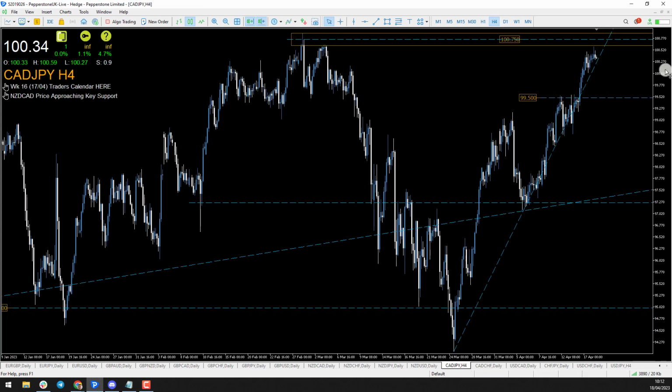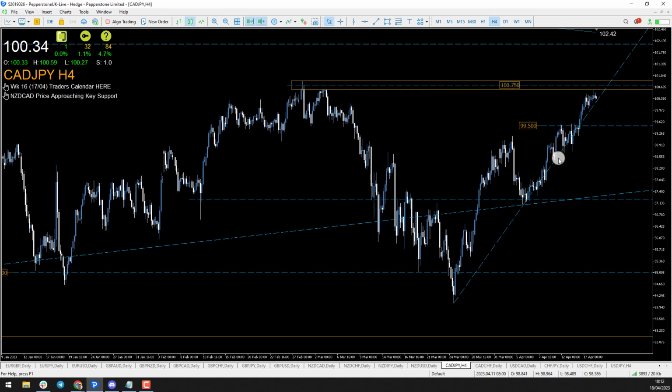If I go to the 4-hour time frame, you can see we've been in a strong upward trend here. We've got a trend line running through here as well. You can see we've tapped into the zone where the 100.75 is, and we're starting to see a little bit of bearishness coming into the market now. So I'm not really interested in that there. Where I am interested is 99.50. You can see these previous structural highs have come into play.